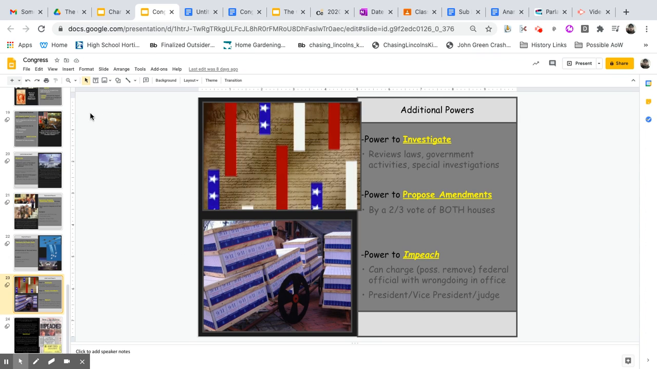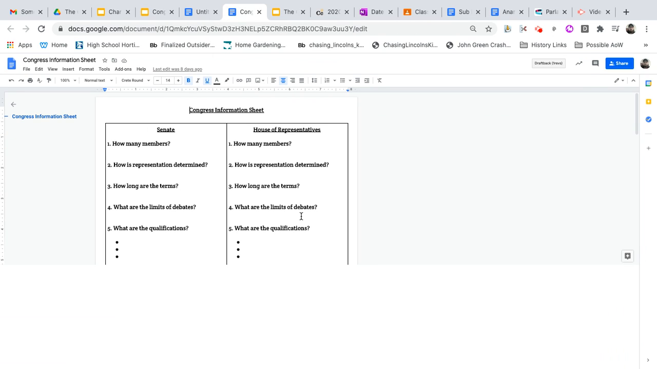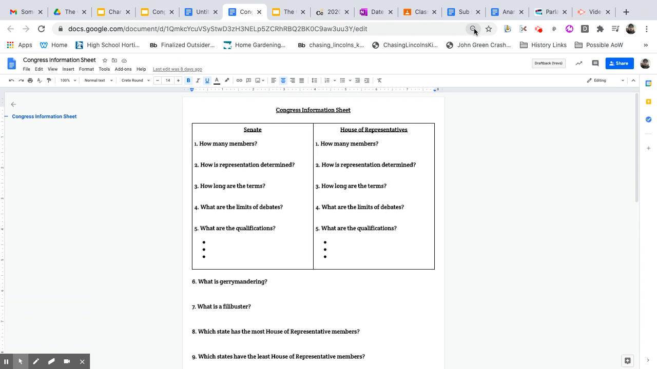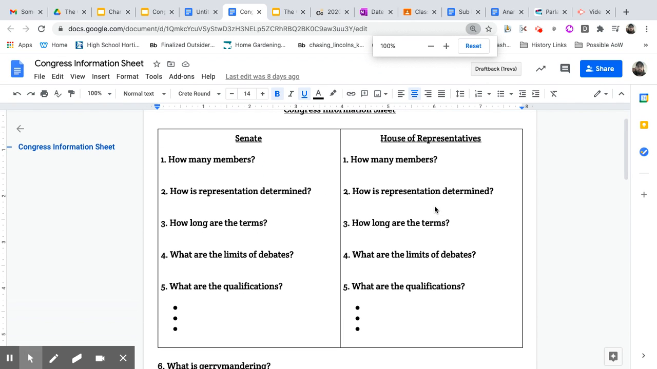So that's it for your notes. If you want to look over here, I can go through the questions that I have answered. So, how many members in the Senate? There are 100. How is representation determined? That's by statehood. How long are the terms? 6 years. This limits of debate question, I'm going to have you look that up. All you need to type in is like limits of debate Senate or limits of debate House, but that's what I'm going to have you do on your own.